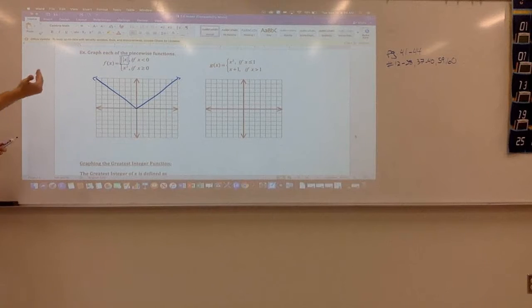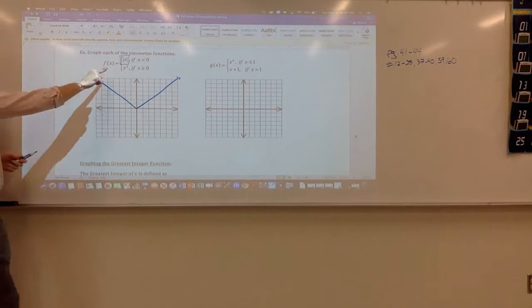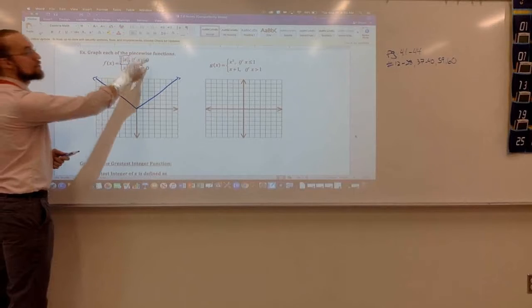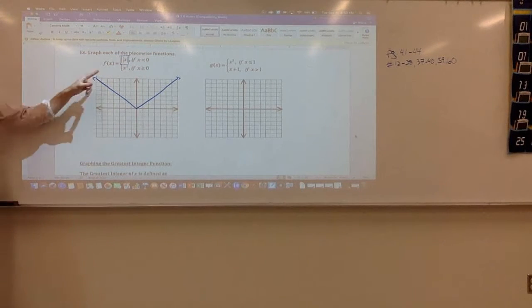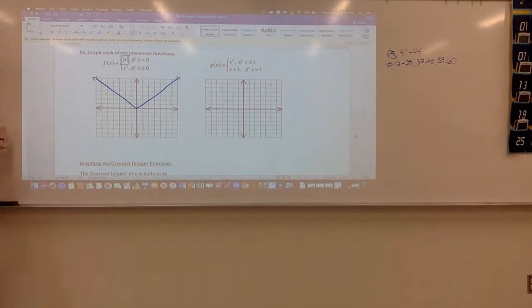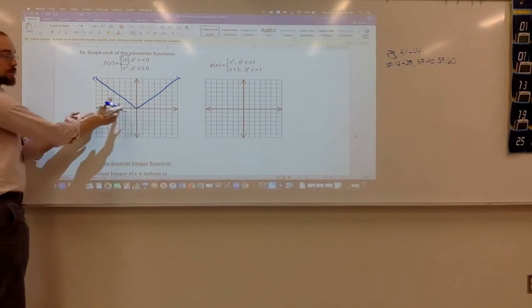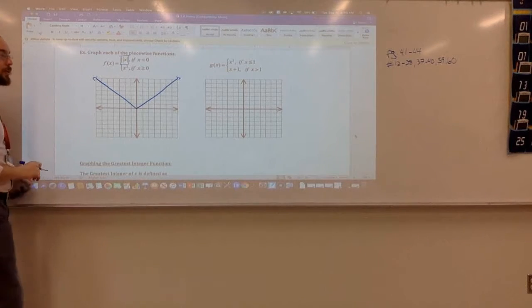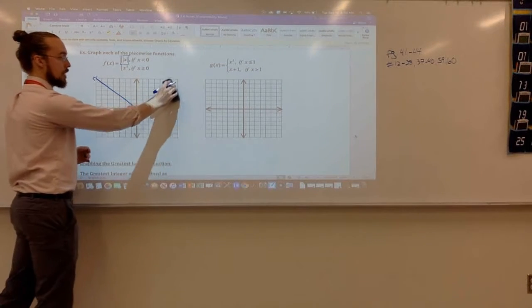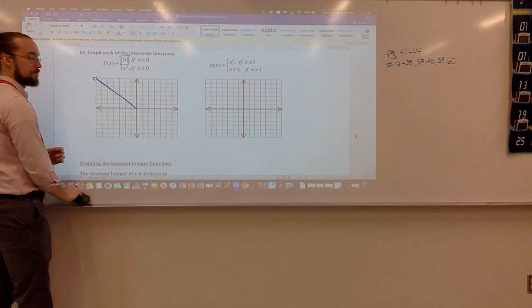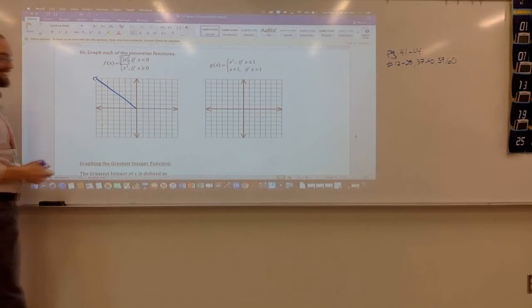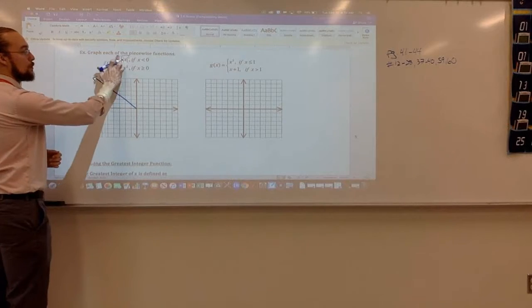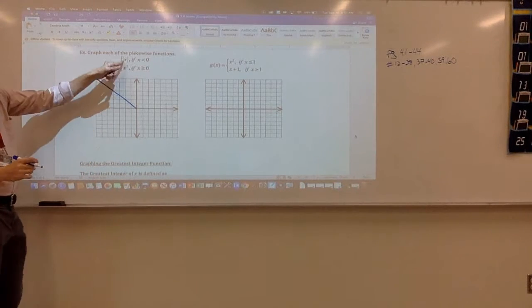Now, if I look at this next piece of information, this says I only want the absolute value of x if x is less than 0. So I only want this graph for x less than 0. So that's all the x's over here. So what I'm going to do is erase everything where x is not less than 0. I'm just taking the absolute value of x.